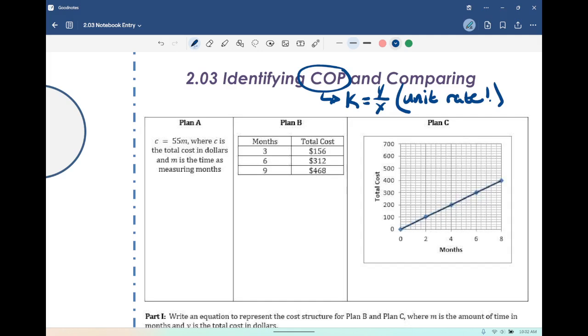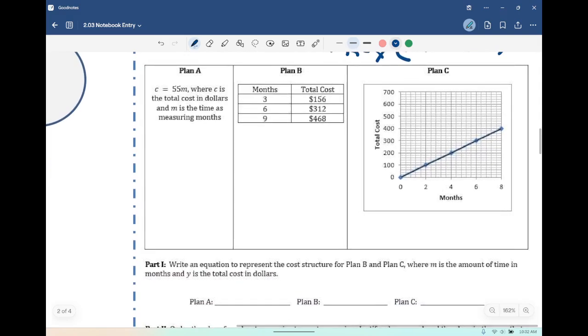This becomes more important when we start to look at problems in context, which is what we'll do a lot of today. And so, we have an example of this. This wonderful image or table is 3 cell phone plans. You've got 3 cell phone plans. Plan A, Plan B, and Plan C. Down below in part 1, it's going to ask us, okay, write in the equations for Plan B and Plan C, where M is the amount of time, months, and Y is the total cost in dollars.